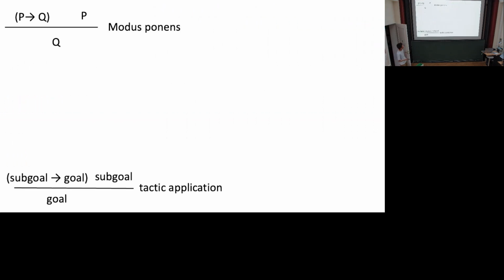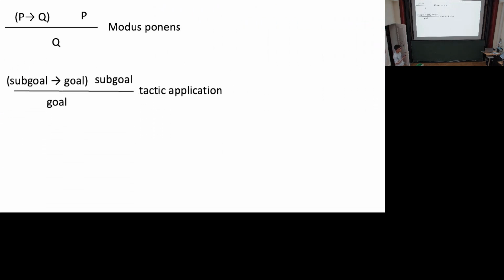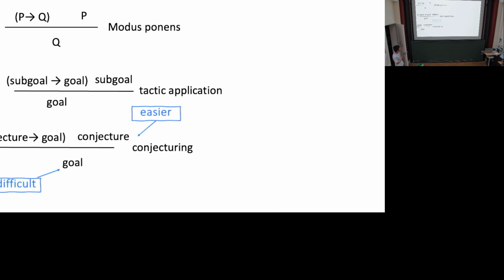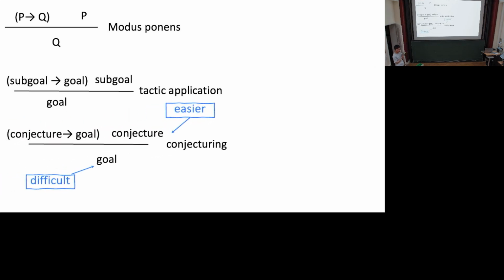Now, let's compare tactic application against conjecturing. They are both instances of modus ponens, right? There's no fundamental difference, I think. So they look the same and they are the same, so we should treat them like the same thing. So I see tactic applications as conjecturing steps.